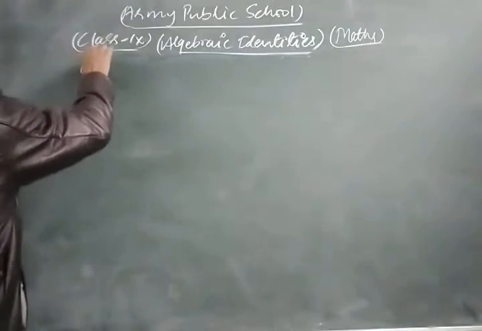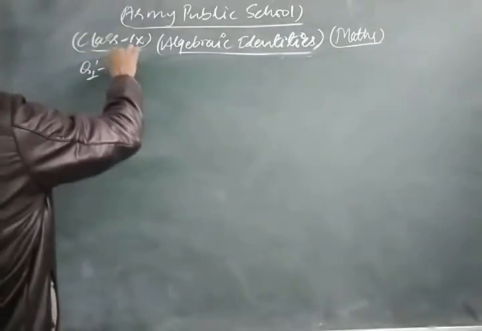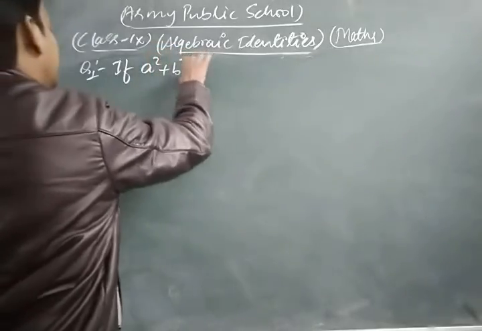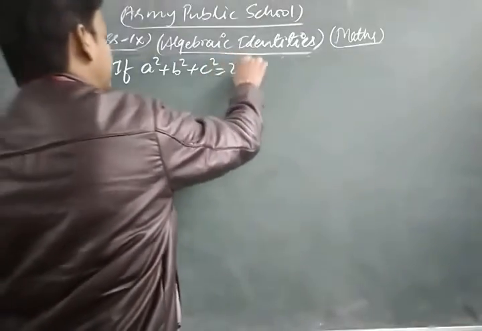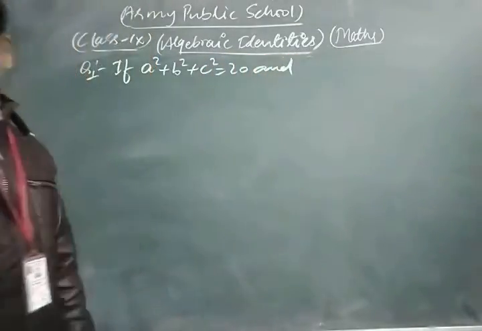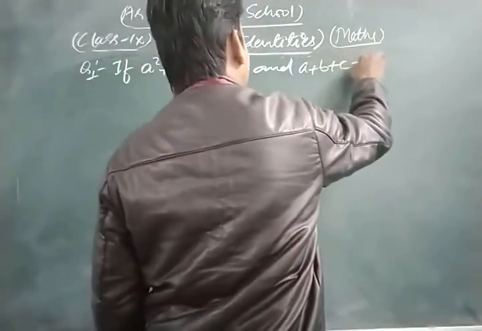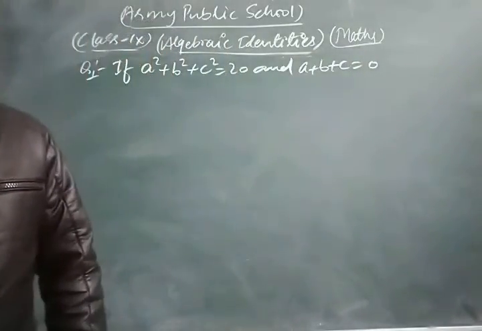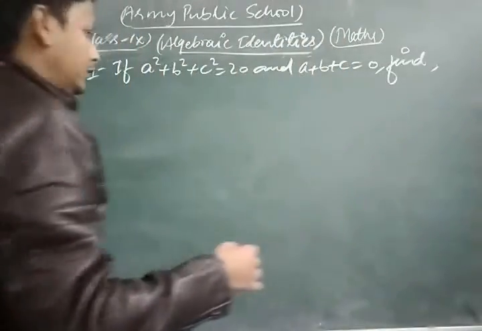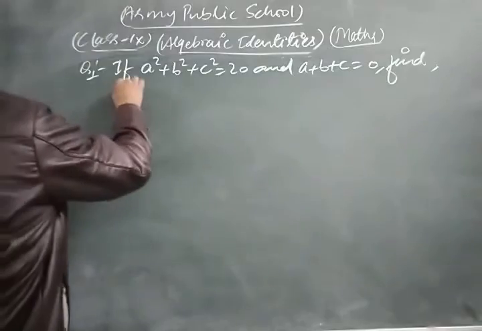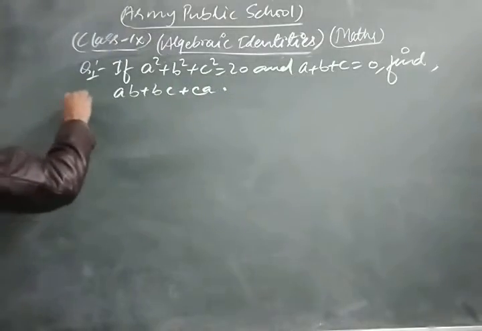We take a very important question, and the question is: if a square plus b square plus c square is equal to 20 and a plus b plus c is equal to 0, find ab plus bc plus ca. Now let's see the solution.